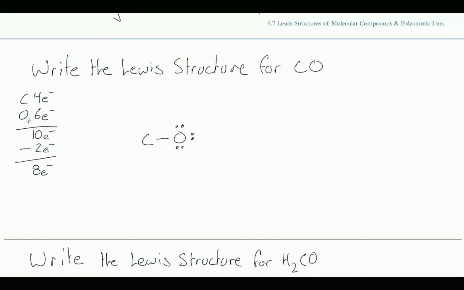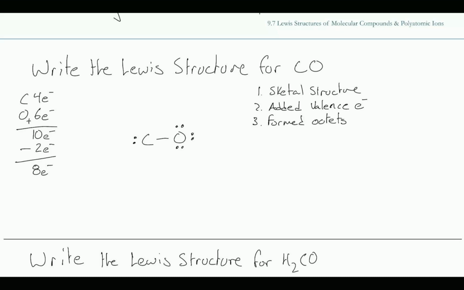So this is what I mean by giving everything electrons where possible. I start and I just keep giving oxygen electrons until it has an octet. And then carbon can have the rest. Okay, so we made the skeleton, added valence electrons, and formed octets.